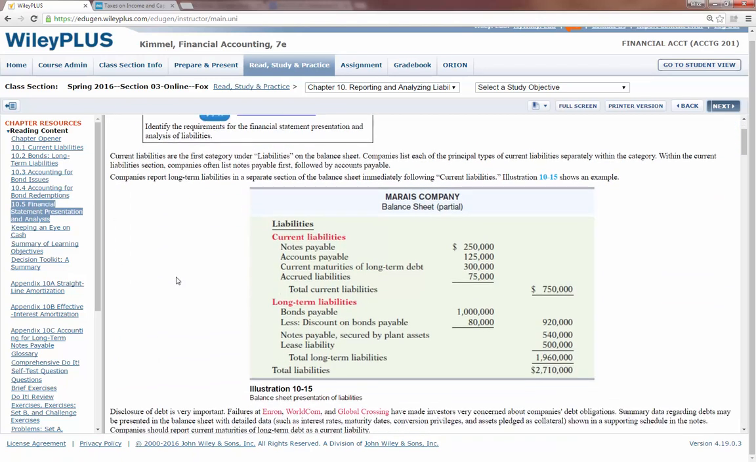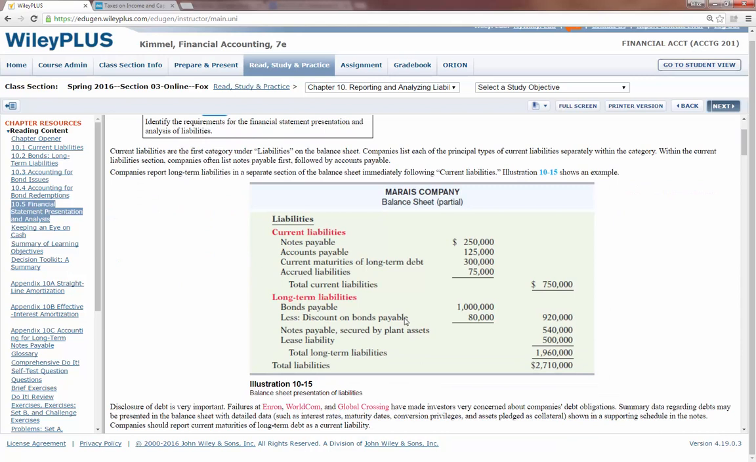And then finally, understanding how all of these liabilities are going to show up on a balance sheet. The difference between current liabilities, less than a year, and long-term liabilities, more than a year. Which information goes in the current liabilities section, which information goes in the long-term liabilities section. This concept of current maturities of long-term debt, that some of this long-term liability is going to be due this year.